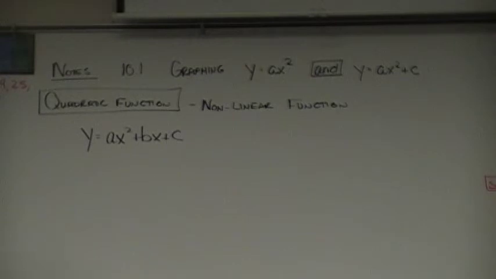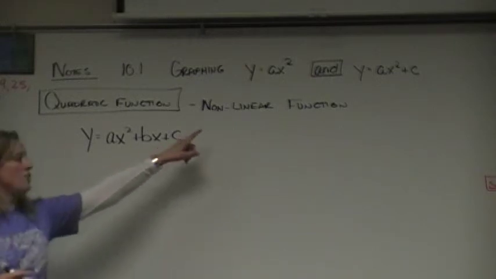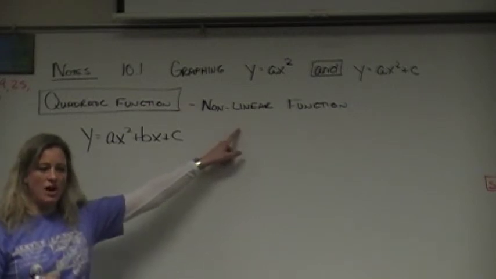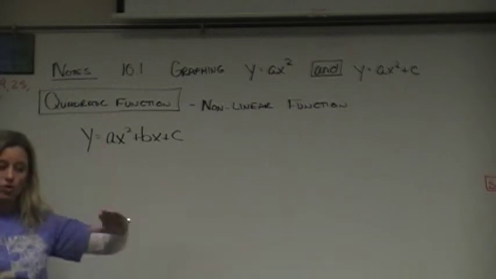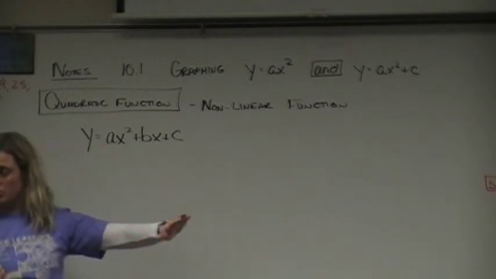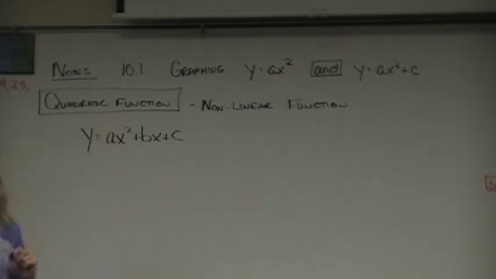Now, what does the graph of a quadratic function look like? It's a nonlinear function, so the graph is not a line, right? It's not going to be an exponential function. The graph of every quadratic function is a parabola. So let's put that down in our notes.